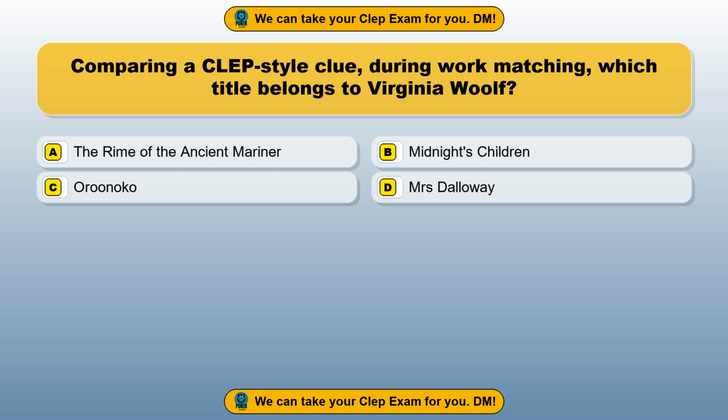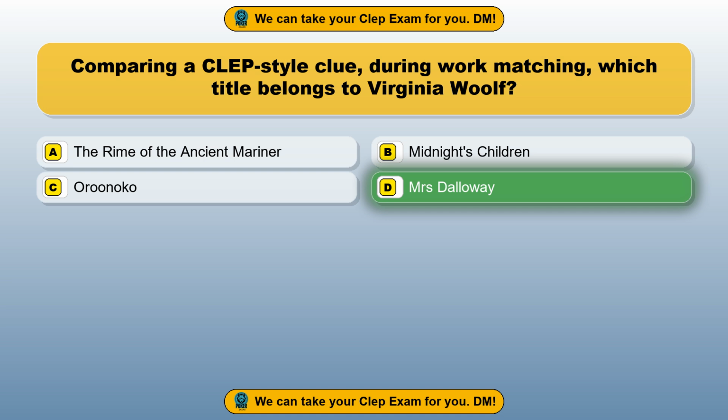Question 85. Comparing a CLEP-style clue during work matching, which title belongs to Virginia Woolf? Option A, The Rime of the Ancient Mariner. Option B, Midnight's Children. Option C, Orinoco. Option D, Mrs. Dalloway. The correct answer is option D, Mrs. Dalloway.